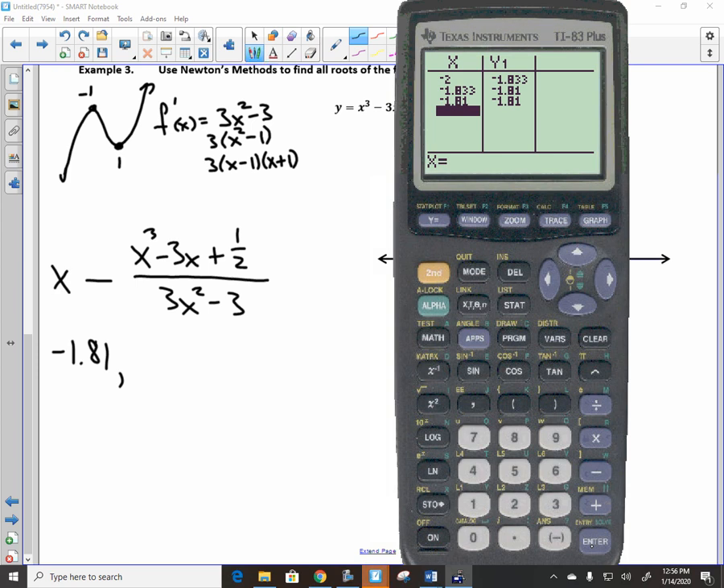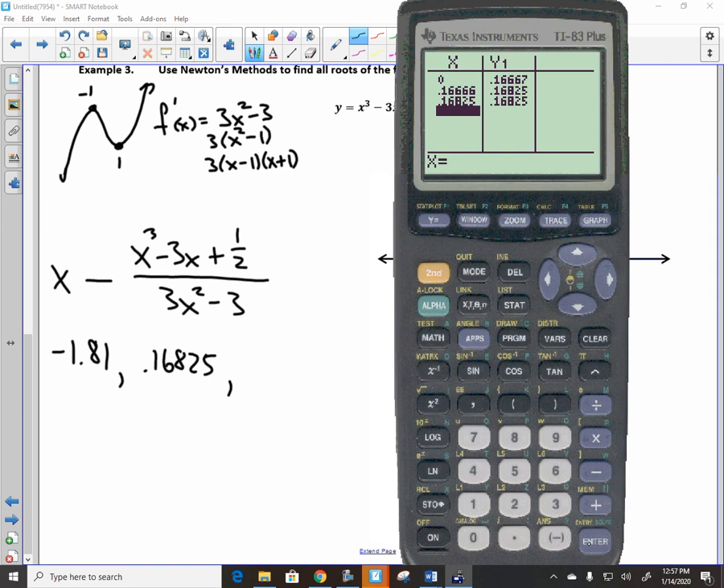I want to guess something to the right of negative 1, but to the left of 1. Let's guess 0. We'll start again. 0, I get 1/6. I guess 0.166, and I get 0.16825. Looks like I got 0.16825.